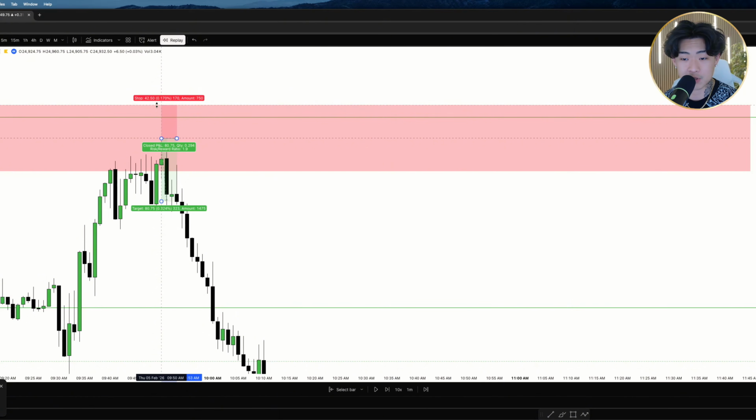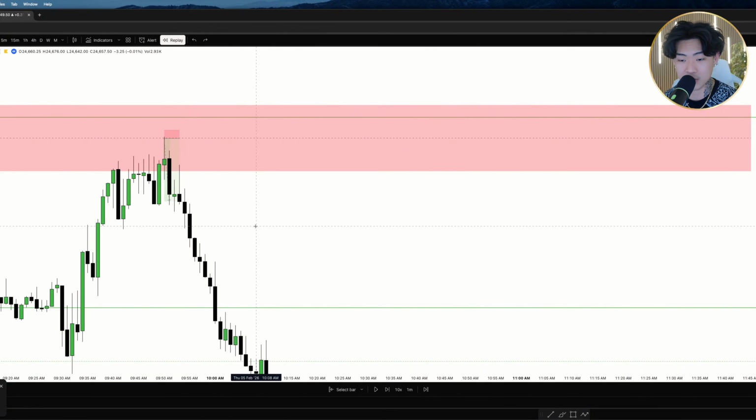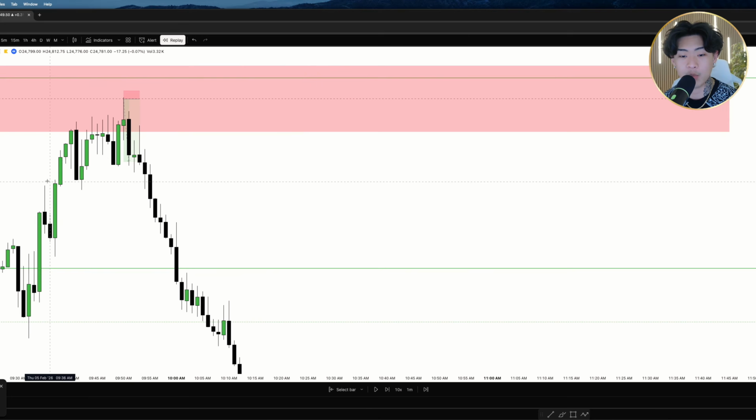So you can see right off the bat, that would have been a really nice level for the turtle soup. Stop loss was a little small compared to the fair value gap itself, but nonetheless, it did end up playing out. But what else do we have?